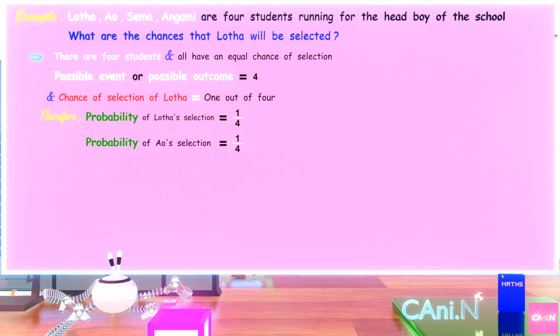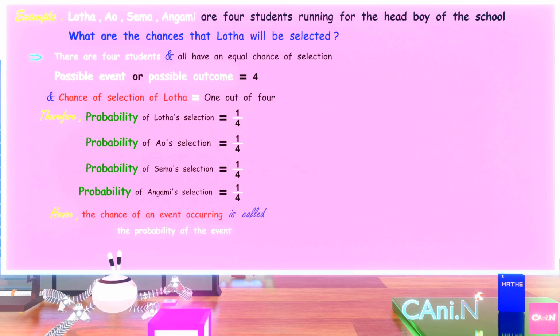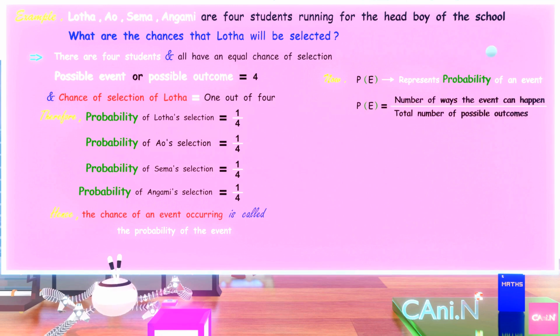Probability of Ao's selection equals 1 by 4. Probability of Sema's selection equals 1 by 4. Probability of Angami's selection equals 1 by 4. Hence, the chance of an event occurring is called the probability of the event. Now let P(E) represent probability of an event. So, probability of an event equals number of ways the event can happen by total number of possible outcomes. Or, probability of an event equals favorable outcomes by total outcomes.